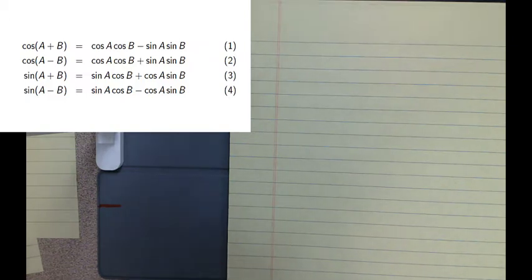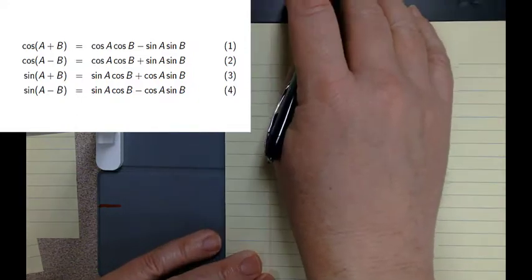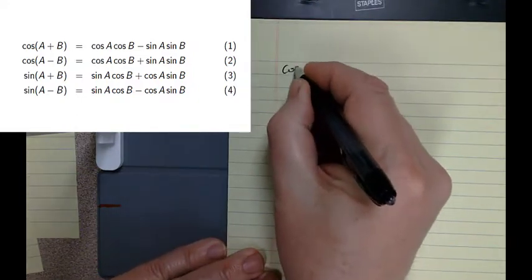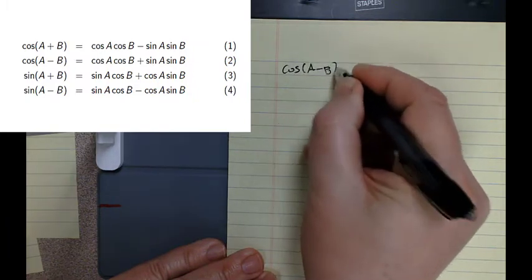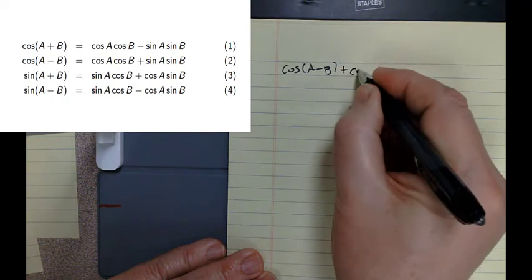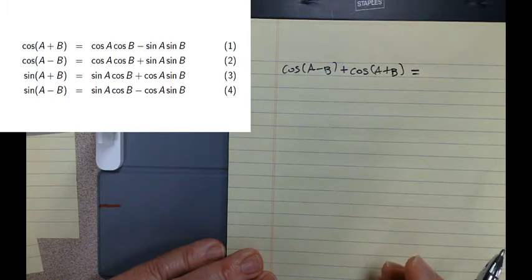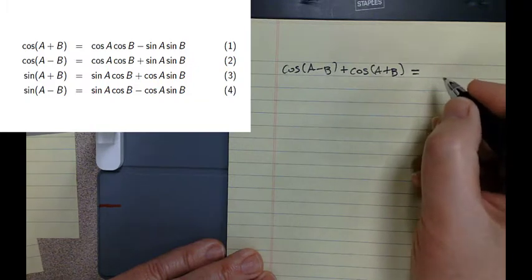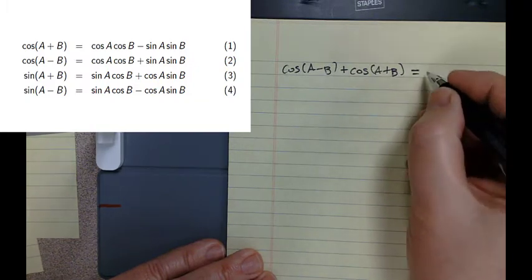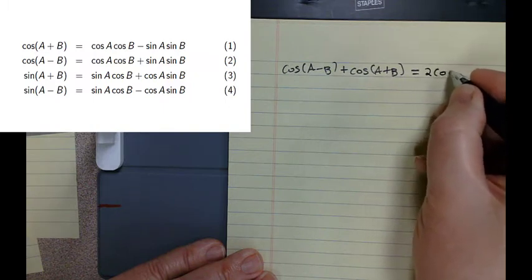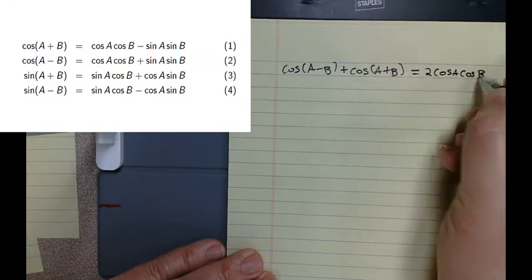Okay, I'm going to do an old math teacher's trick. I'm going to work this out for one of them, and then I'm going to leave the rest to you as an exercise. And so what I'm going to do, I'm going to take cosine of A minus B plus cosine of A plus B, and add these two formulas together. What you'll notice is that both of the formulas have cosine of A, cosine of B with a plus sign, and so I'll have 2 cosine of A, cosine of B.